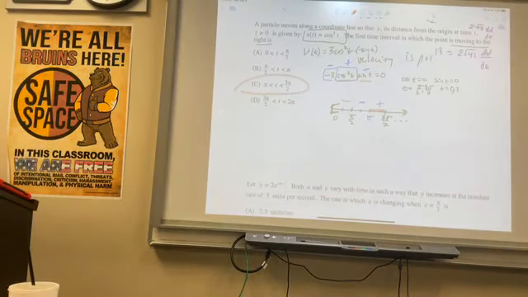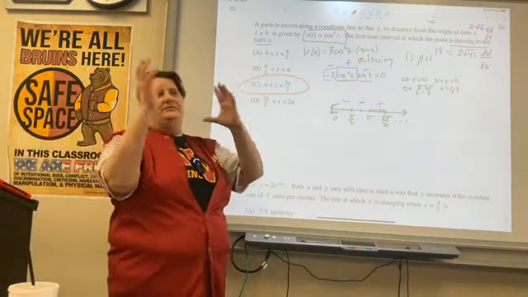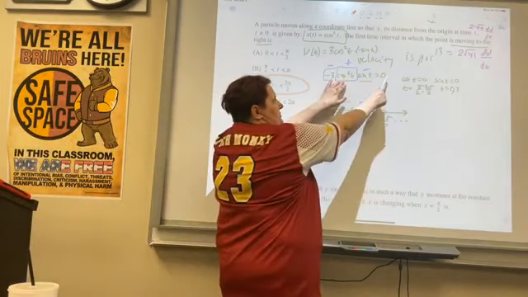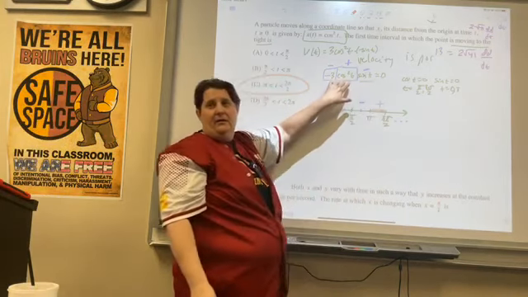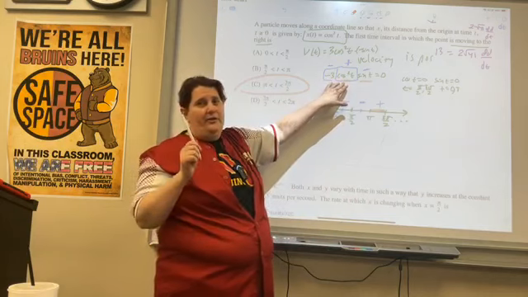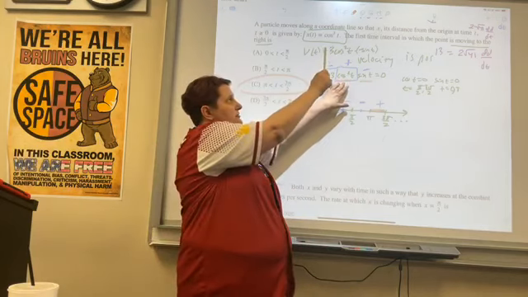Raina, are you good with where I got the pi over 2? Okay, when I set this equal to 0, it's just like when we set something factored equal to 0. Either that has to equal 0 or that has to equal 0, right? From my unit circle, I know that cosine equals 0 at pi over 2.